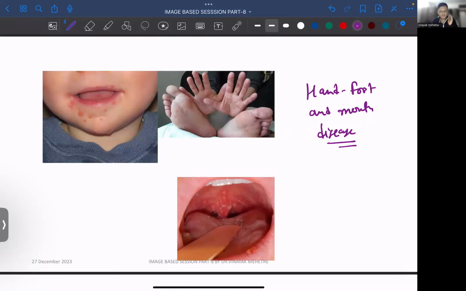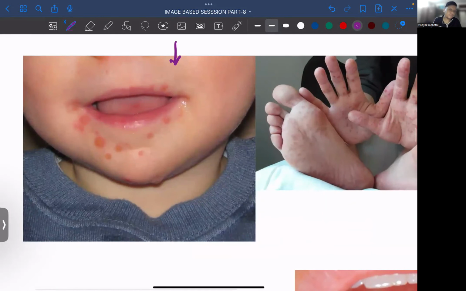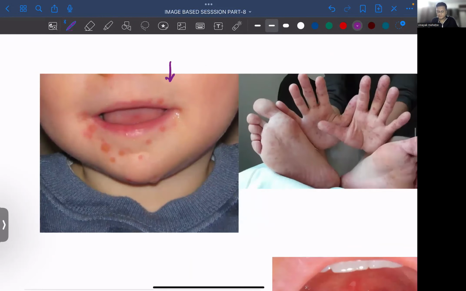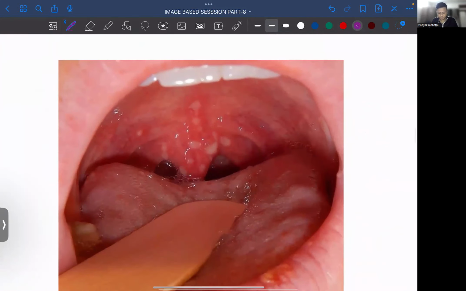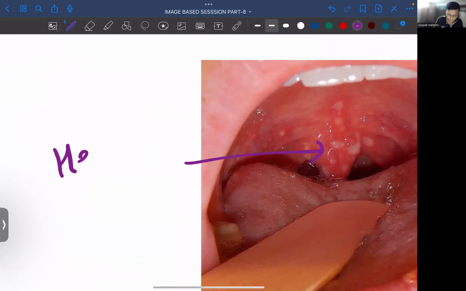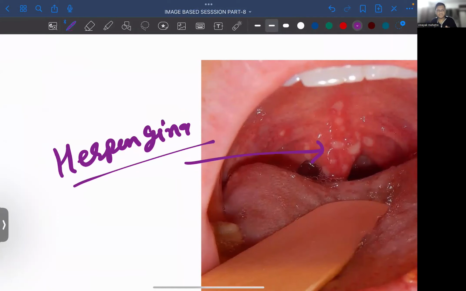ठीक है, it is caused by what? Coxsackie disease. ठीक है, Coxsackie disease, right? Even they can give you this image, and they will write down the description of it कि उसके हाथ और पैर पे भी लीजन्स है. The answer is Coxsackie, right? This is called as herpangina. ठीक है.